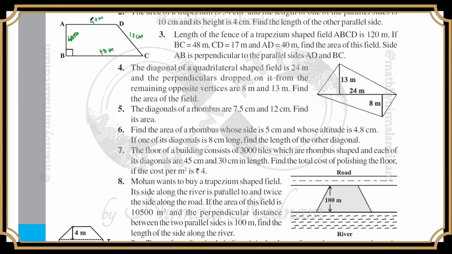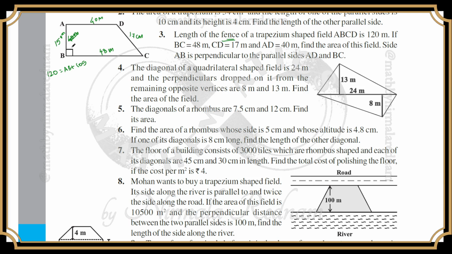So if I add these three, I'm going to get 105. The length of the fence is nothing but the perimeter. Perimeter is always the sum of all the four sides, which is 120. So I can equate 120 is equal to AB, which I need to find out, plus the sum of these three, which is 105. So clearly you can see that AB is 15 meters. All the measurements are given in meters. So this is the length of the perpendicular distance between the parallel sides.